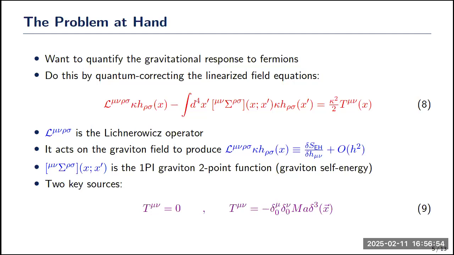We're going to do it for two key sources. One, where the stress energy is identically zero, corresponding to gravitational radiation, and the second, where T_mu nu is that of a point mass, and look at corrections to the Newtonian potential.